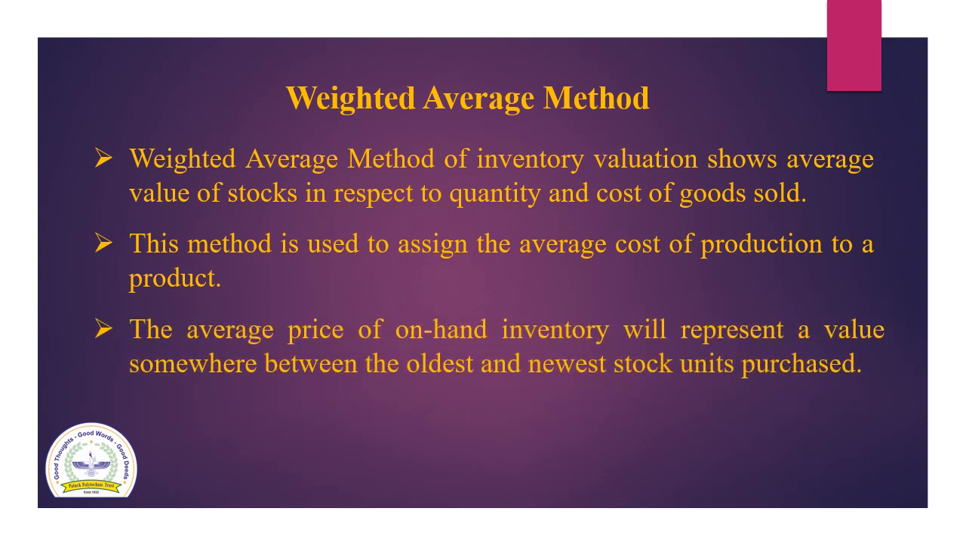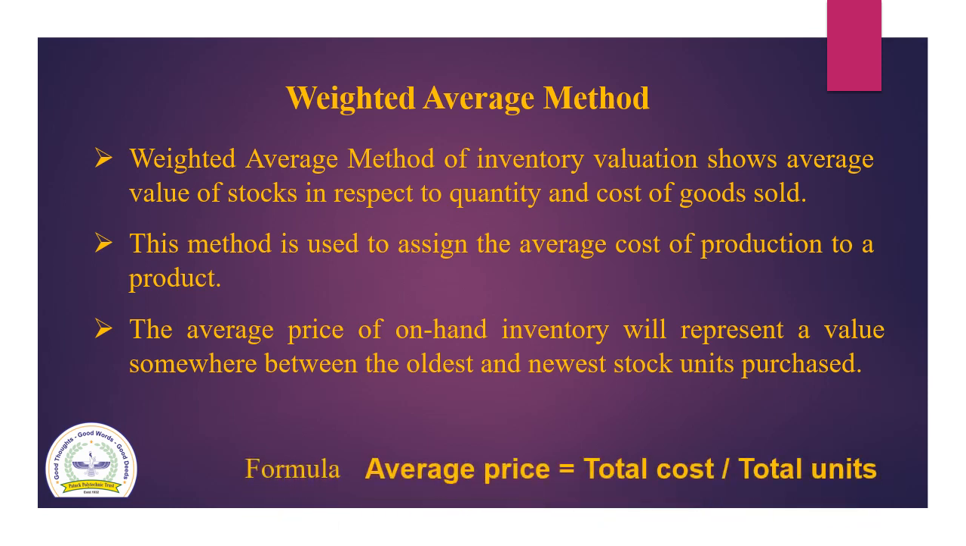The average price of on-hand inventory will represent a value somewhere between the oldest and newest stock units purchased, which means all the stocks are stored together and consumed on an average basis. So in that case, we need to arrive at an average price. The formula is: average price equals total cost divided by total units.